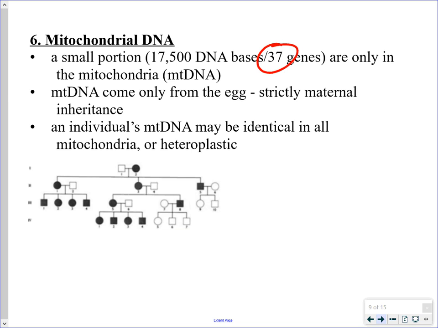So this pedigree, if we take a look at it, what we do see is that it is mother to all of the children. If the mother has a condition, a defect on the mitochondrial DNA, it's passed on to all of her children, sons and daughters. Mother is affected, all of the children are affected. That is the mechanism with mitochondrial DNA.